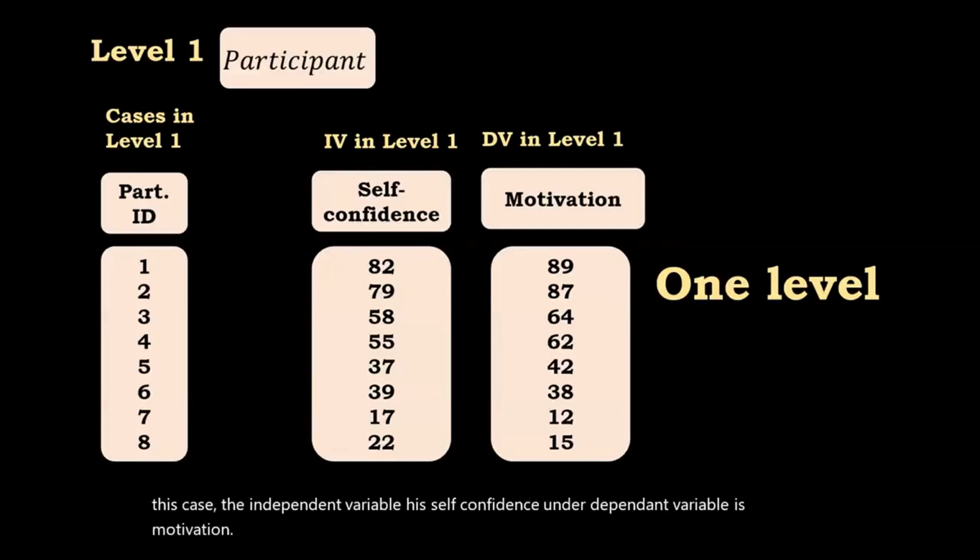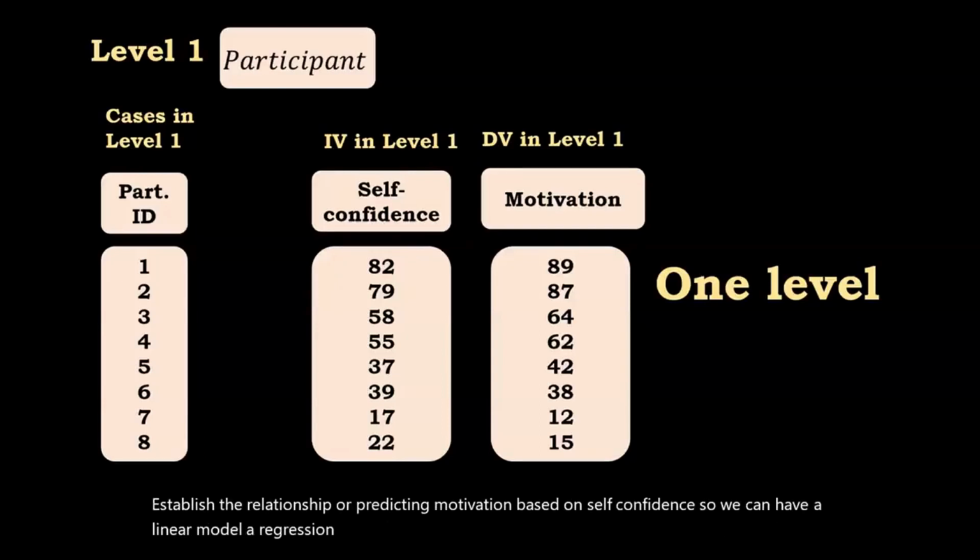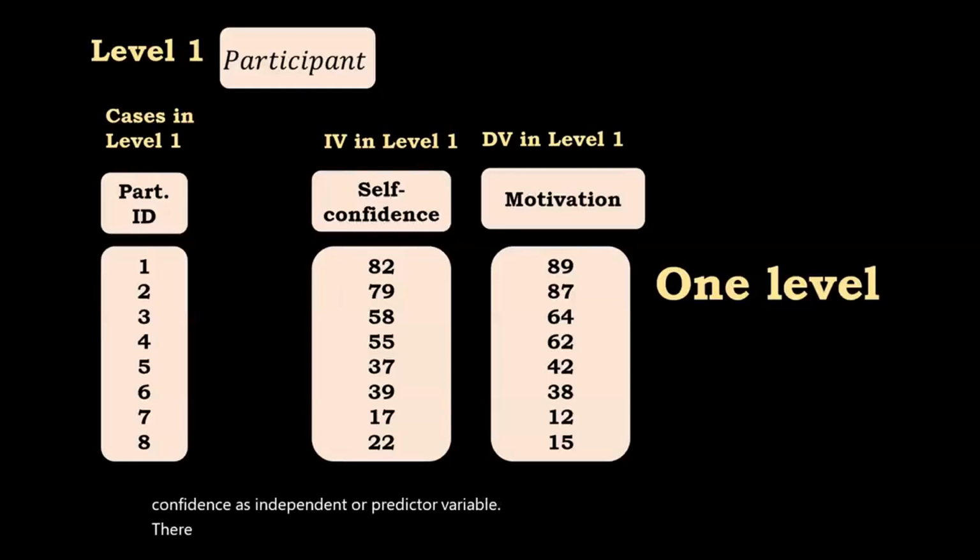So we want to establish the relationship, or predict motivation based on self-confidence, so we can have a linear model, a regression model with motivation as the dependent or outcome variable and self-confidence as the independent or predictor variable. There is no problem here.